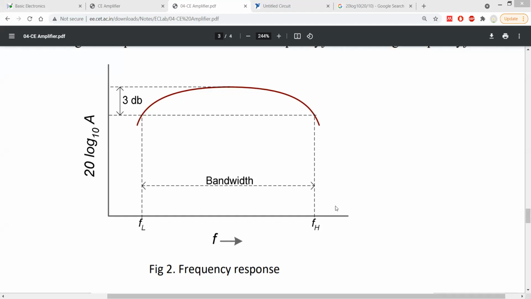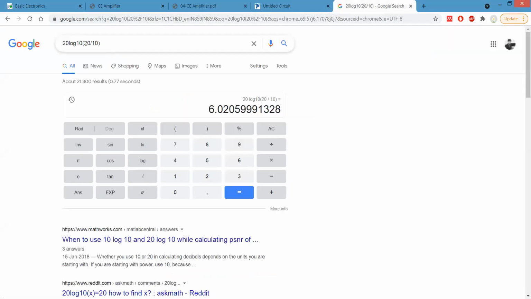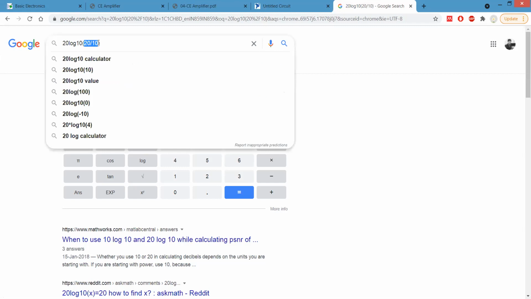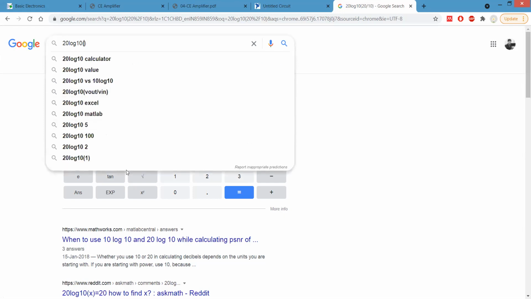And why is this 3 dB coming? Let me show you how it is coming. Let's say the initial maximum value was A, and now it is A by root 2, meaning A divided by root 2, around 1.4 something. So the ratio of A maximum divided by A by root 2 will be square root of 2, right? So it will be square root of 2.